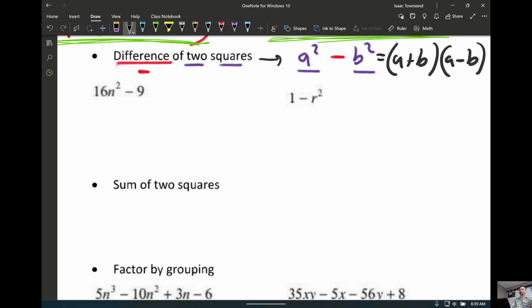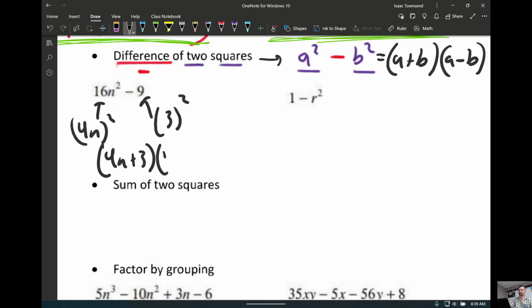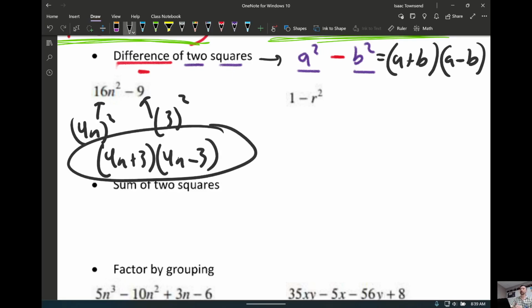So to me, this is a difference of two squares because this is like 4n being squared, and this is like 3 being squared, and difference because it's subtract. So I just take the thing on the left being squared plus the thing on the right being squared, and then the thing on the left being squared minus the thing on the right being squared. And again, factoring is just undoing multiplication. So if you want to take a minute and FOIL that together, you will see that it goes back to the original question.